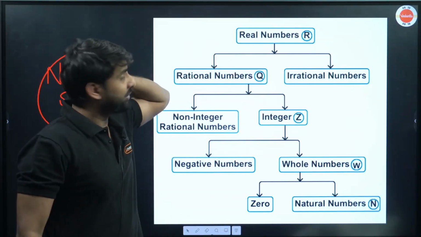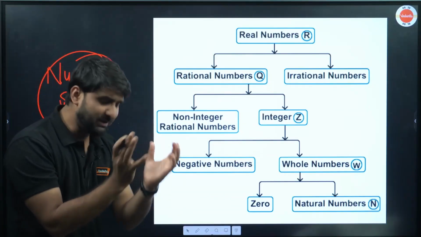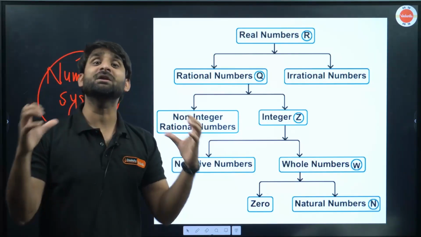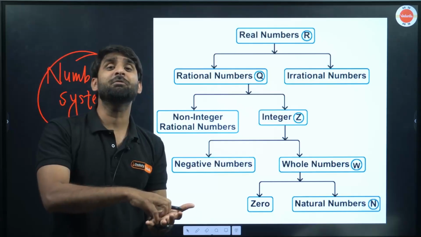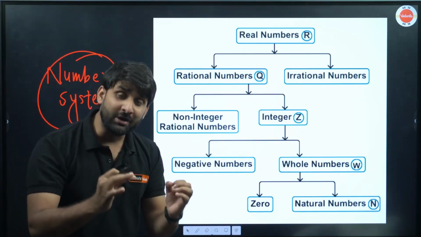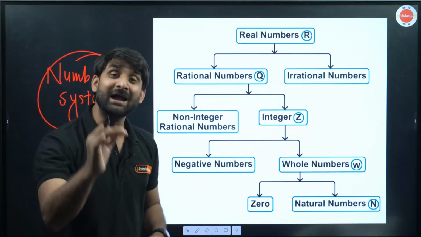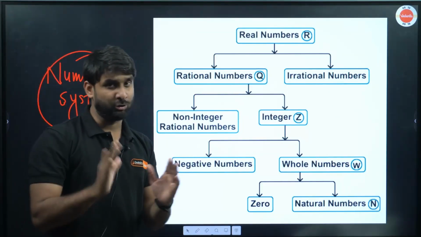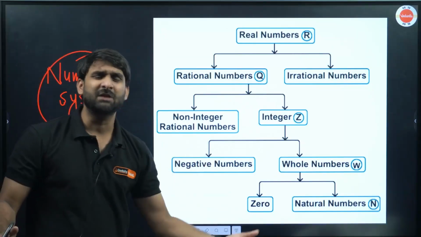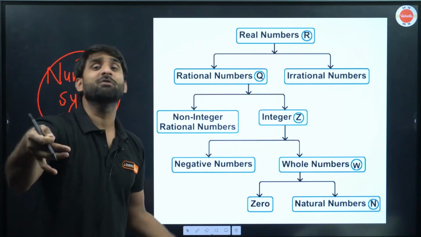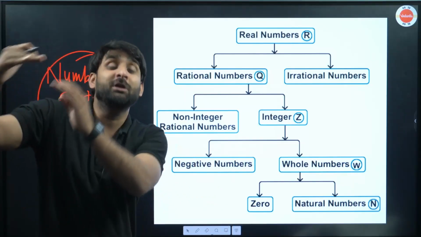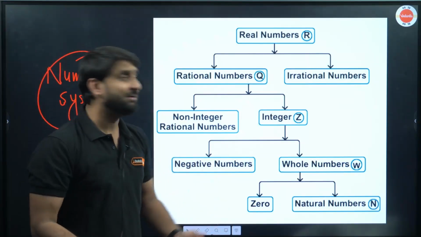So what are real numbers? Real numbers, my champion, are the set of all rational and irrational numbers that can be represented on the number line. Are you getting my point? I hope you have studied rational and irrational numbers: a number that can be written in the form p by q, where q is not equal to 0, is a rational number, and a number that cannot be represented in p by q form is called an irrational number.